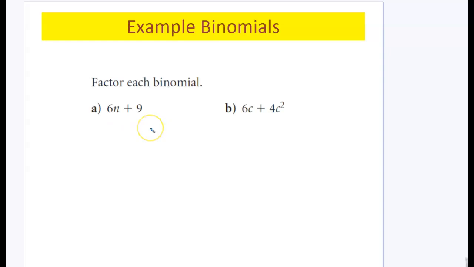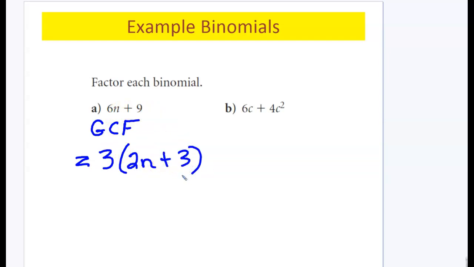If we look at 6n plus 9, we want to look for the greatest common factor. The greatest common factor for 6 and 9 would be 3. So we are going to factor a 3 out, which really means I'm dividing each term by 3. 6n divided by 3 would be 2n, and 9 divided by 3 would be 3.